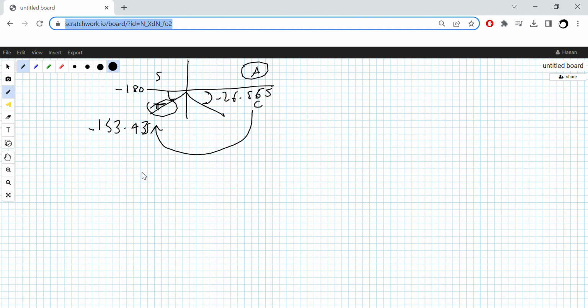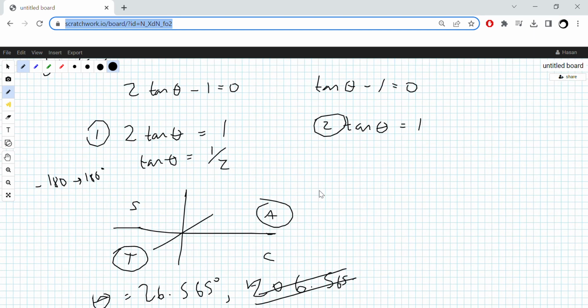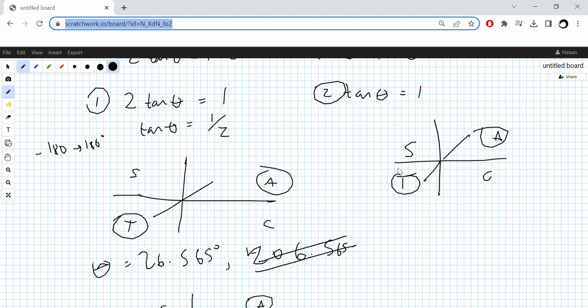So for this number 1, our two angles are going to be minus 153.435 and 26.565. Now for this, tan theta equals 1, CAST diagram again, we're going to be finding these two, because it's tan and it's positive. Find the inverse first. That's 45 degrees. So theta equals 45 degrees.